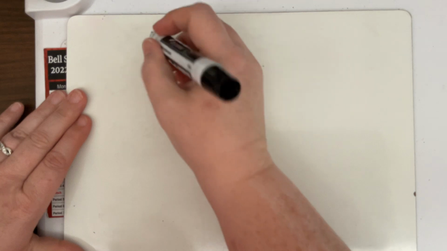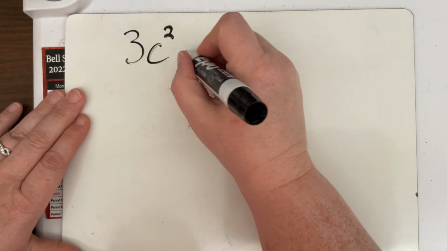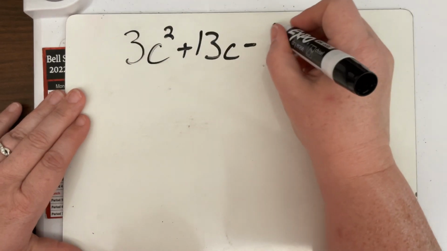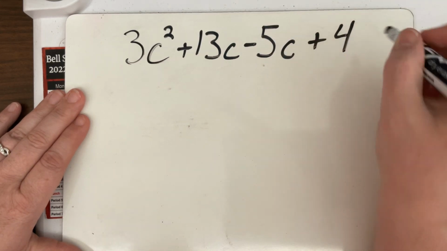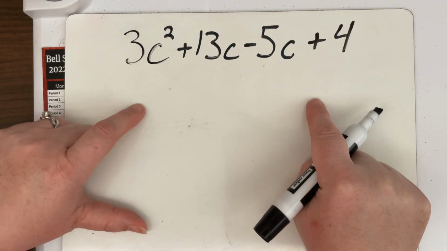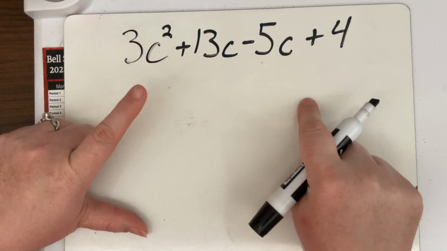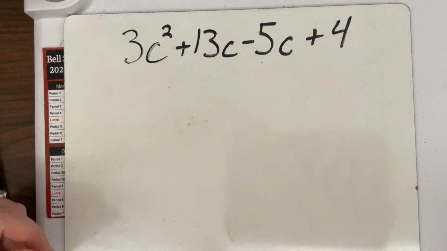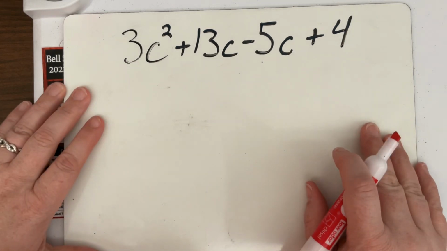All right, this one is 3c squared plus 13c minus 5c plus 4. Okay, this one's tricky. Go ahead, take a minute, see if you can figure it out. Pause the video. Yes, you. Pause it. Try to figure it out yourself. Okay, so either you gave it a shot or you didn't. Either way, let's see what we've got.